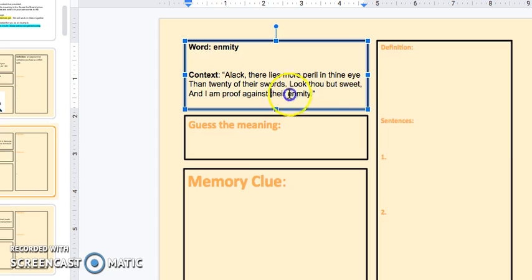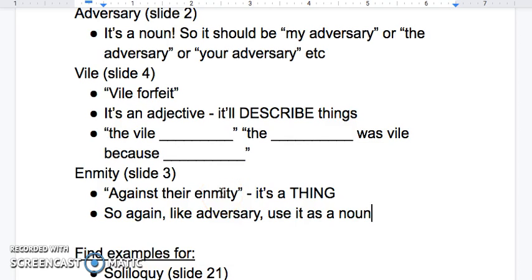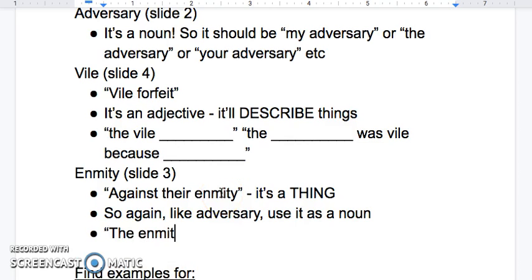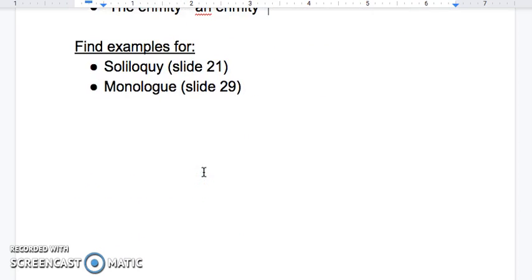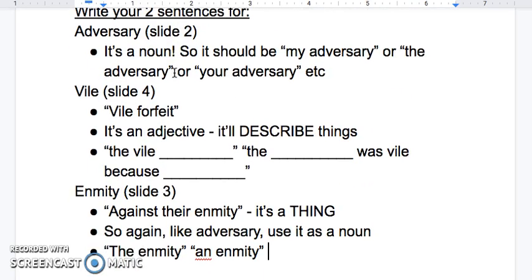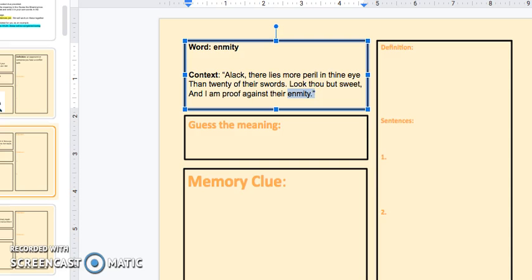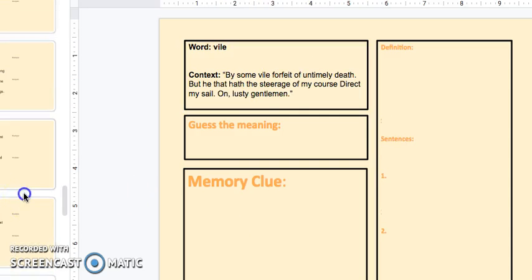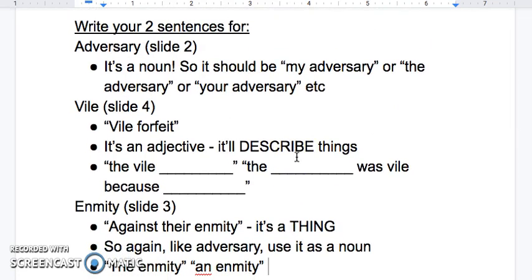So it's their enmity, like their apple, their house, their cat. So we know enmity has to be a noun. So again, it's a thing. You're going to use it as a noun. The enmity, an enmity will be in your sentence somewhere. Okay. Then our other 2 words. So pause the video if you need to write your 2 sentences for these 3. And then there's just 2 other words that are figurative language terms that you'll need to look at. So there we go. Pause if you need to.